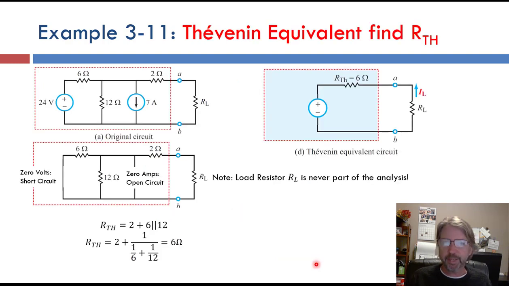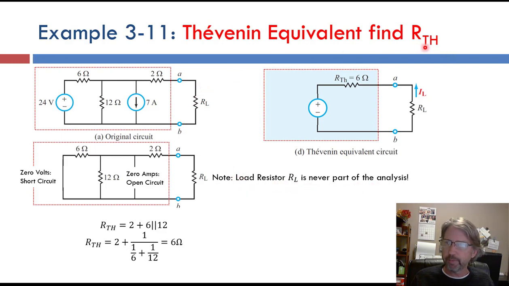Okay, so let's do that again on a little bit more complicated example. So here is our original circuit, and the red box shows the part that we're going to replace with the equivalent circuit. Notice that there are the two terminals, A and B, and this is a load resistor that just shows what we're connecting to our equivalent circuit. So the load resistors always go away. They're never part of the analysis.